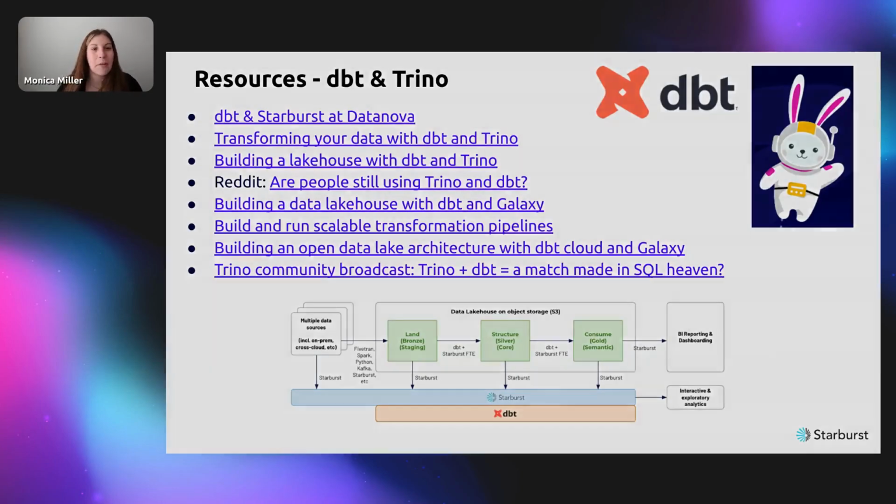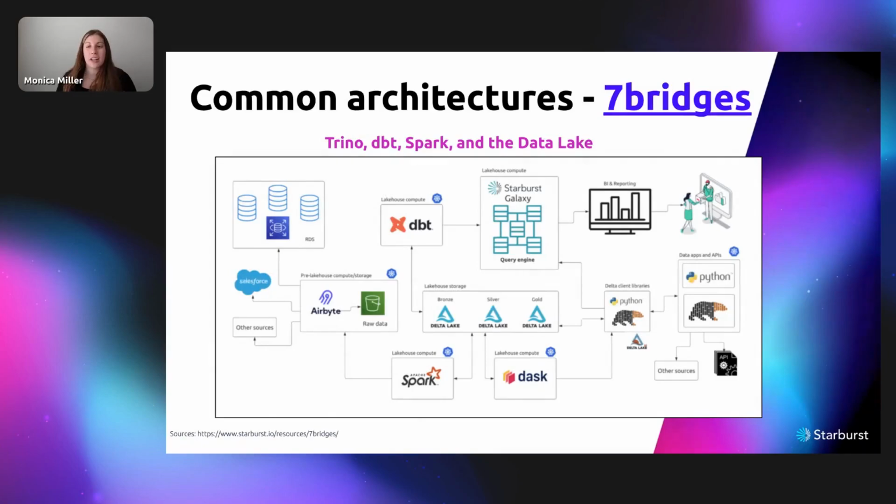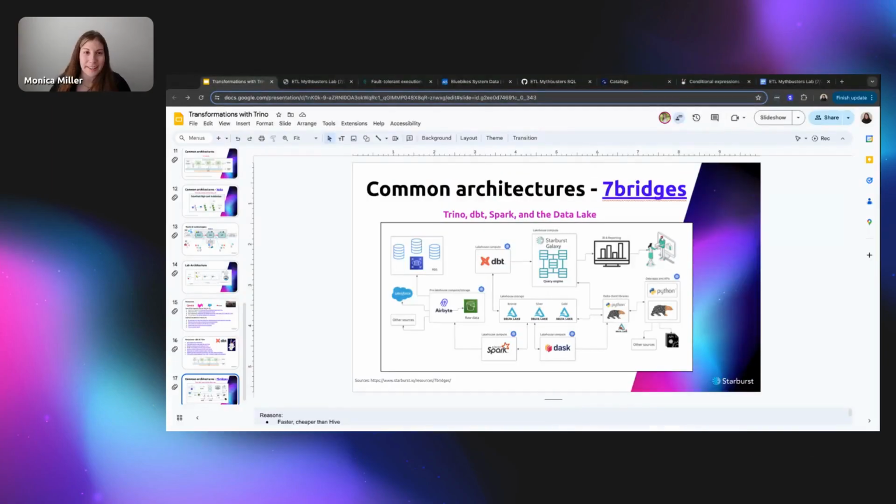And then transparently, I wanted to show you this last architecture that I talked about, the 7 bridges architecture, where they are using Trino and Spark for different purposes. They have their heavier ML use cases using Spark, and then all of their analytics they are using Galaxy and dbt. So I just wanted to call that out and be fair, because that is something that I'm very passionate about, making sure I present to you everything that I know and where I'm at.